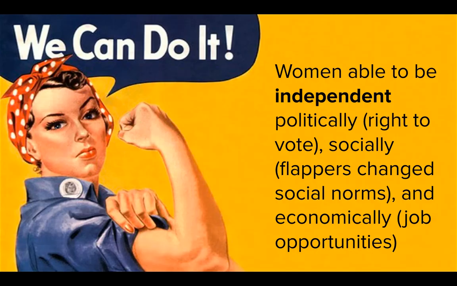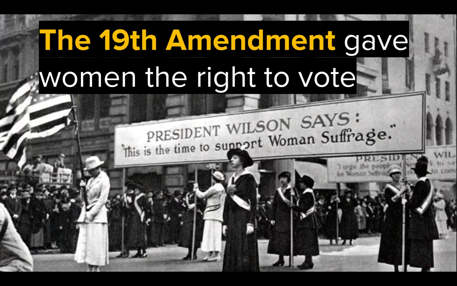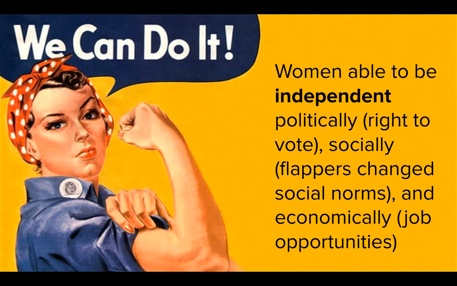And that leads to this last box on the bottom. What does all this mean for women in general? All of these things that we just talked about led to women becoming more independent, and especially more independent than they had ever been in years prior. Women are independent politically because of suffrage, because they have the right to vote and choose the people that represent them. Women are independent socially, right? The flappers that we looked at earlier, they changed social norms. Women were allowed and expected to be out and about.